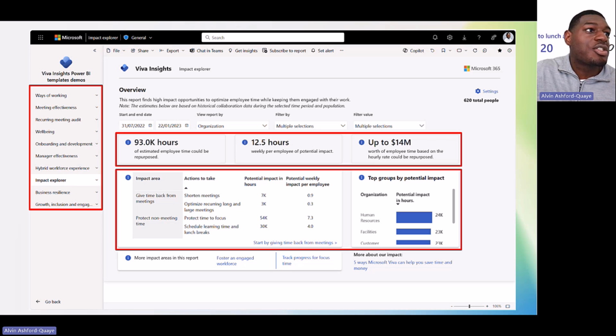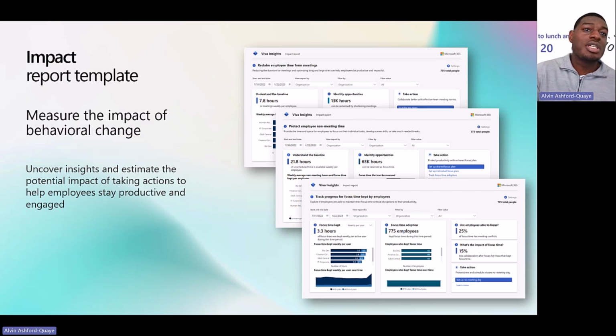Okay, so this is an example of how you could leverage Viva Insights to get a good view on reporting early on. And just to let you know, behind all of those templates that we do provide, there are some real granular reporting areas that you can deep dive into. So this is an example of what that looks like.